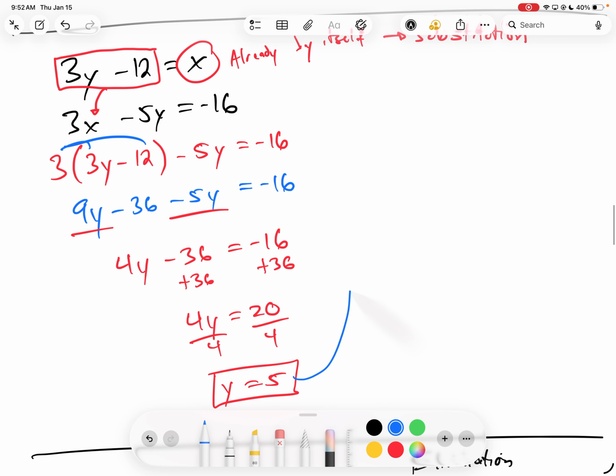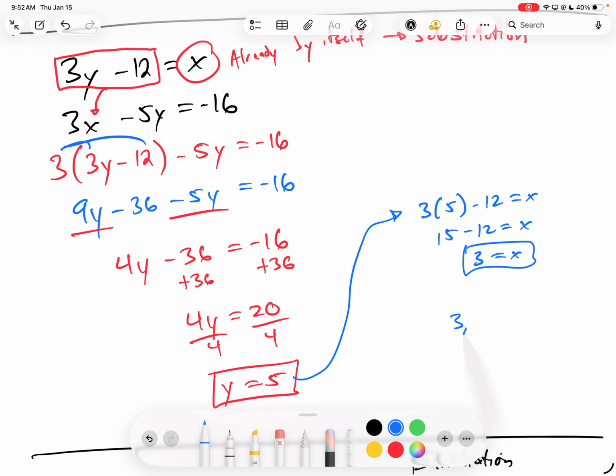Again, like before, once you get one answer, all you've got to do is plug it back in. It's easier to plug it back into the top one, so I plug a 5 in for my y. 15 minus 12 is 3. So these intersect at the point 3, 5.